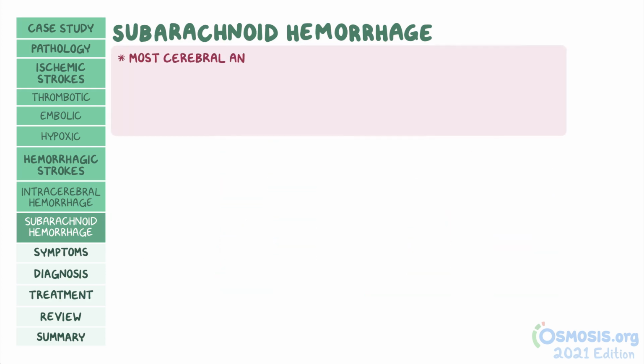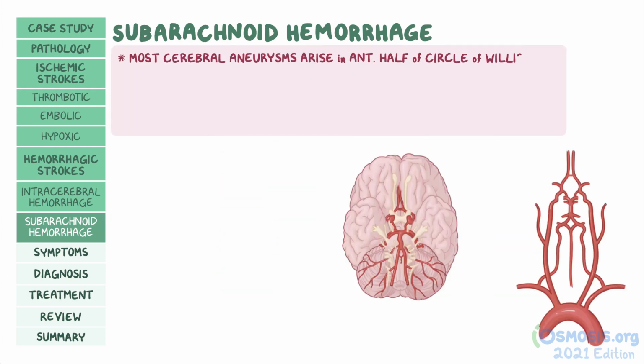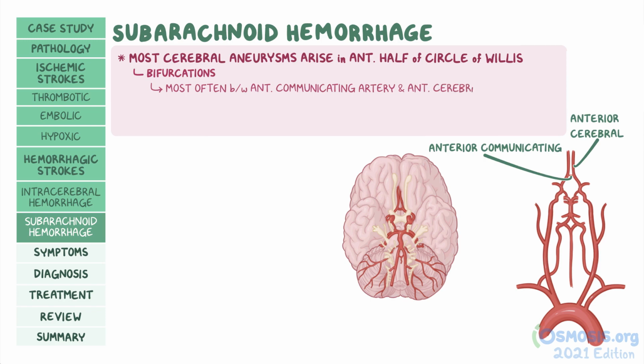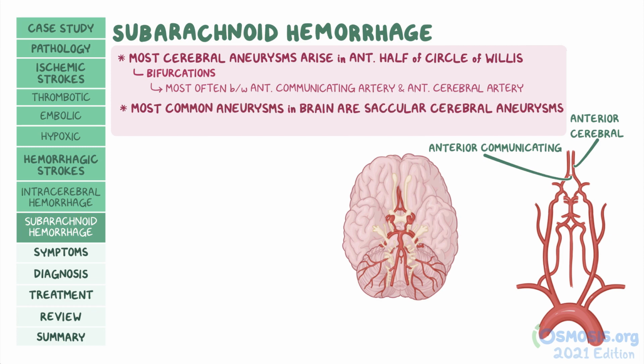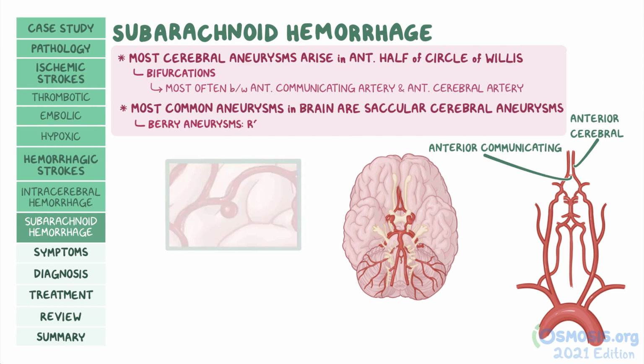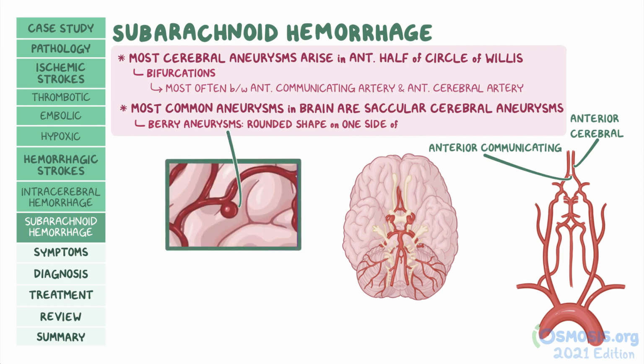Most cerebral aneurysms arise in the anterior half of the circle of Willis, typically in bifurcations, most often between the anterior communicating artery and the anterior cerebral artery. For the test, you have to know that the most common aneurysms in the brain are saccular cerebral aneurysms, aka Berry aneurysms, which have a characteristic rounded shape on one side of the artery.